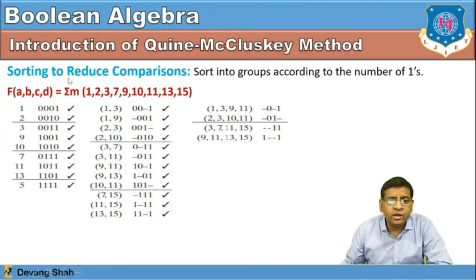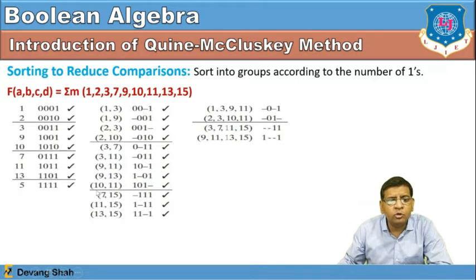In that way you must do the comparison of group number 1 with 2, 2 with 3, 3 with 4, and sort it out in the second table. So from group number 2 to group number 3, in column number 1 you can check 3 with 7: possible, yes, because the difference is 4. 3 with 11, yes, because the difference is 8. 3 with 13, not possible, because the difference is 10.